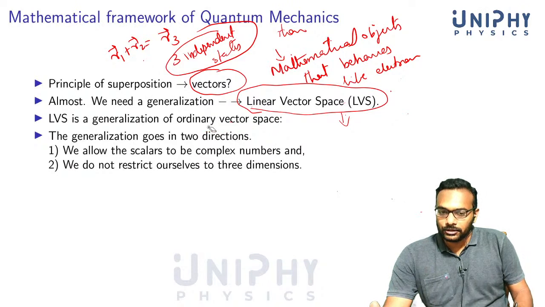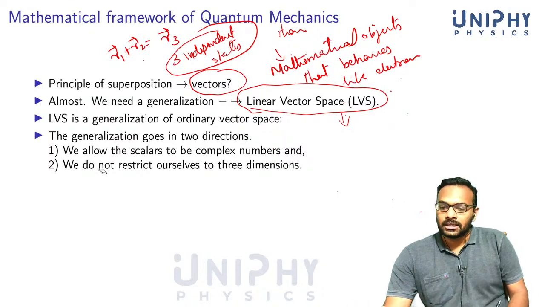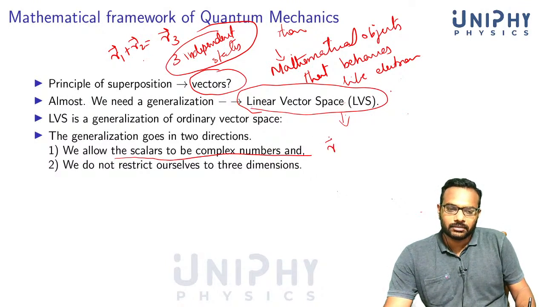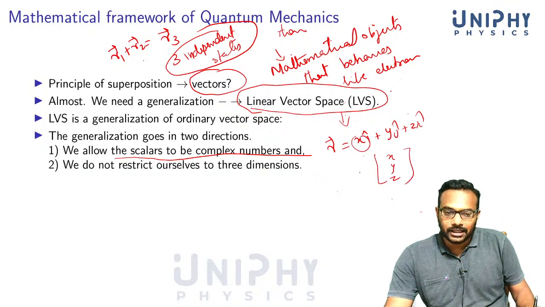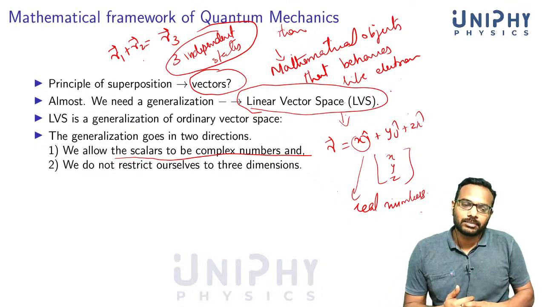You can understand it as a generalization of the ordinary vector space that I talked about, and there are two directions in which the generalization comes. The first idea is that we allow the scalars to be complex numbers. For example, take the vector r equal to xi plus yj plus zk. We can also write it as a column matrix x, y, z. And what are these? These are real numbers. The scalar quantities in real vector space are real numbers.